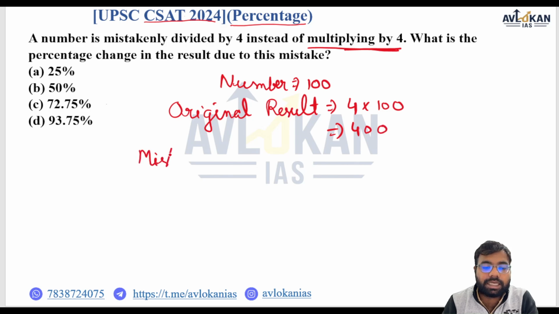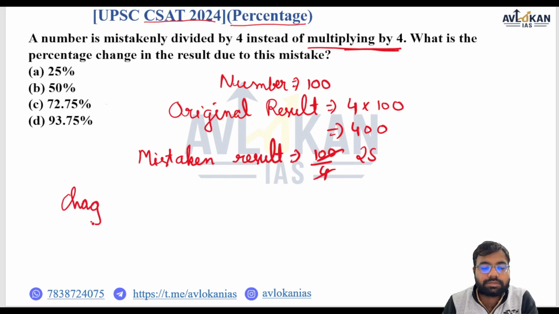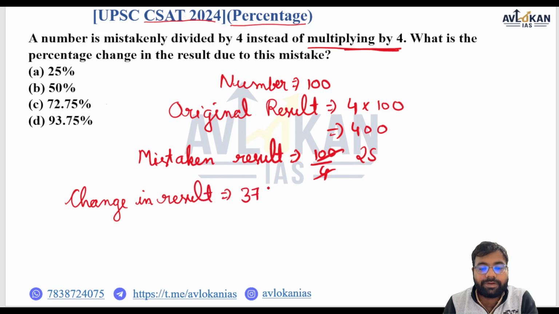बट मिस्टेकन रिजल्ट क्या आया, 100 divided by 4. So 100 divided by 4, that means 25. So what is the change in result? 375, and this change it is on this original result.